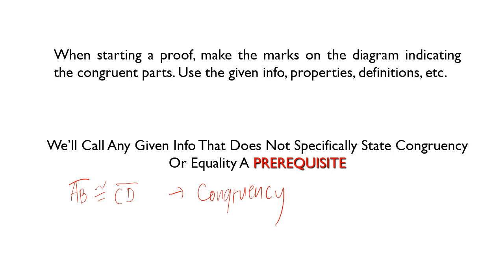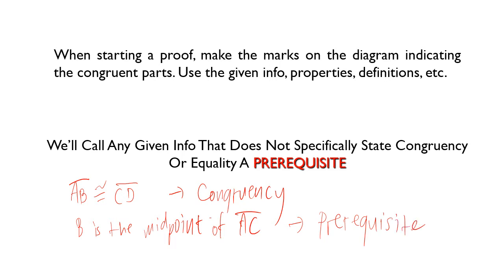Now what if it's like this? B is the midpoint of, say for example, side AC. So there's no congruency yet, but you can find the congruency out from this statement. So in that case, we will call this statement a prerequisite statement.